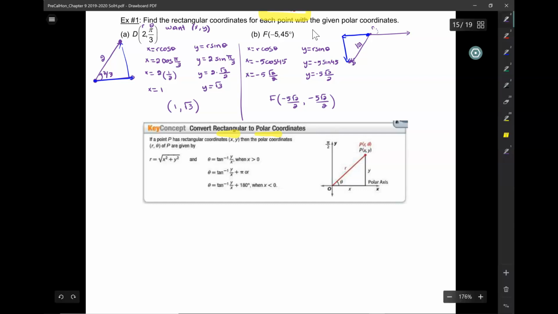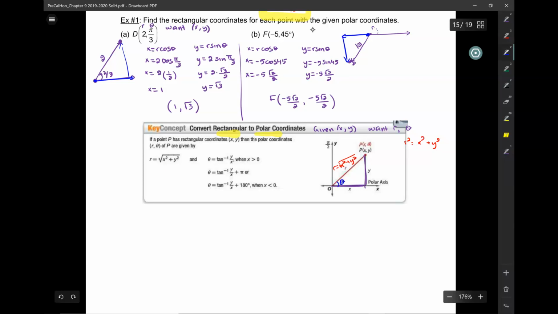Okay, so suppose you know x and y. So here you're given x comma y. If you're given x comma y and you want to find r comma theta, how would you find that red distance r? Well, that's easy. You just say r squared is equal to x squared plus y squared. So r is just the square root of x squared plus y squared. Good old Pythagoras.